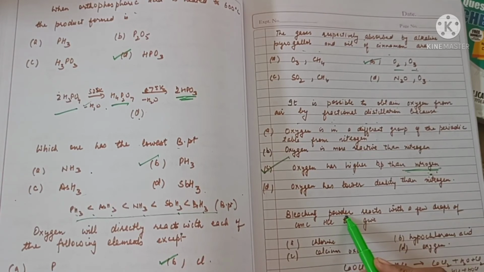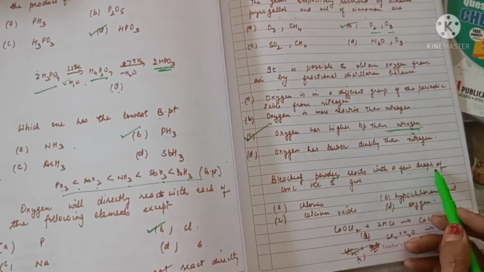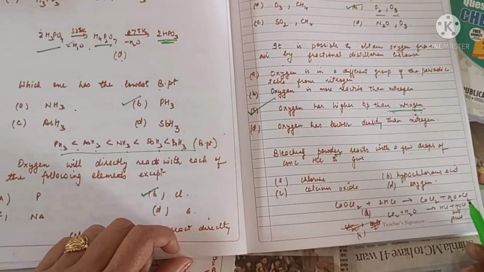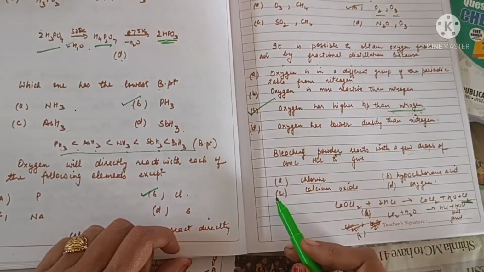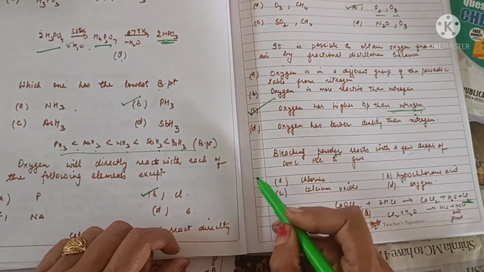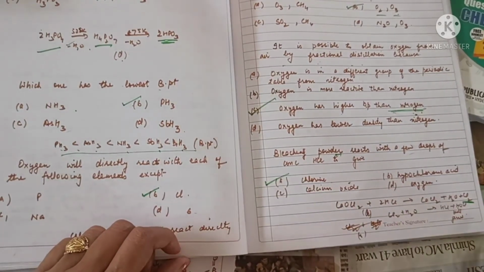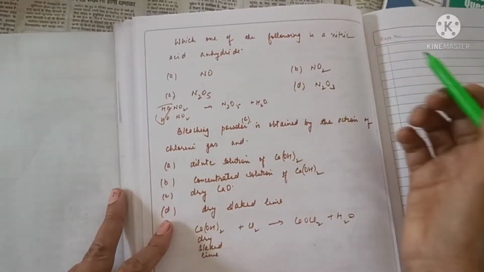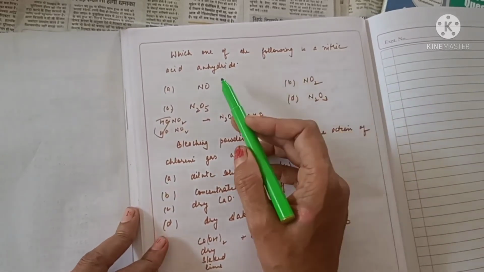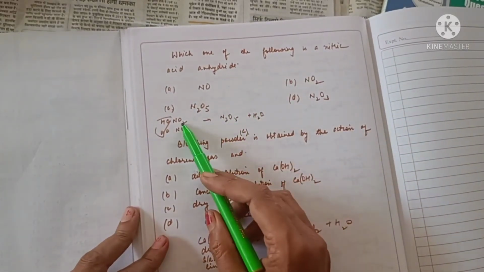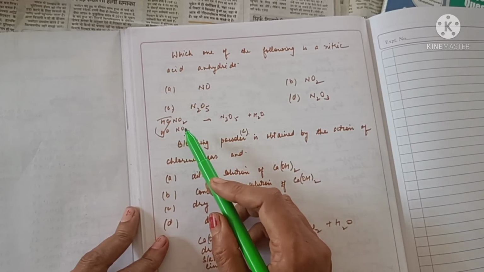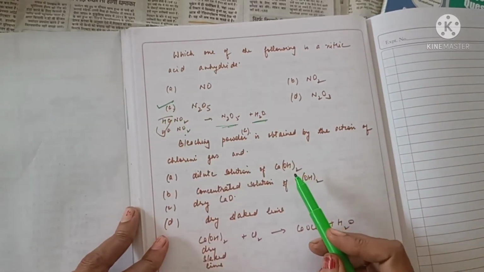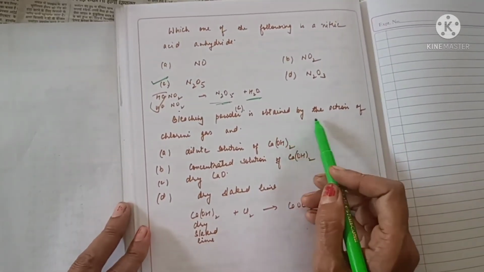Bleaching powder reacts with a few drops of concentrated HCl to give chlorine. Bleaching powder reacts with HCl to form calcium chloride, water, and chlorine. Option A is the correct answer. Which one of the following is a nitric acid anhydride? N2O5 is a nitric acid anhydride because nitric acid molecules will lose a water. So option C is the correct answer.